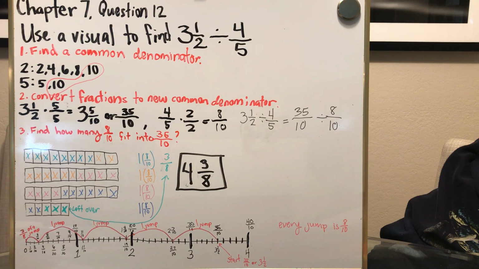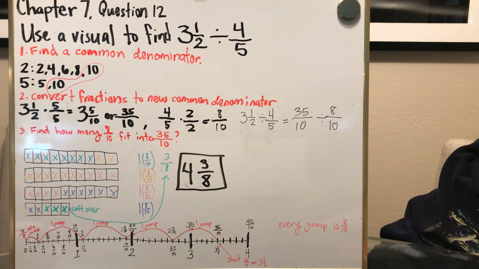Just like on the number line, what I would do, I would write out all my numbers, and in between each number there would be 10 dash marks, just like our denominator. And what I would do is I would start on the 35/10, which is the 3.5 mark, and I would make jumps of 8 tick marks until I get back to 0. Now as you can see, as I make one jump from 35/10, I land on 27/10.